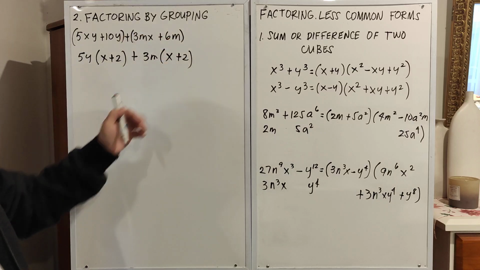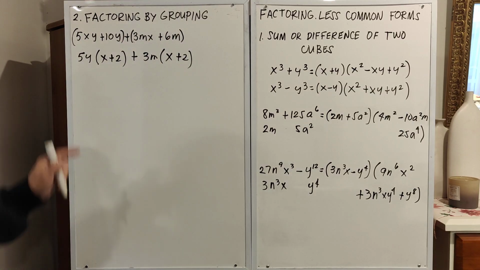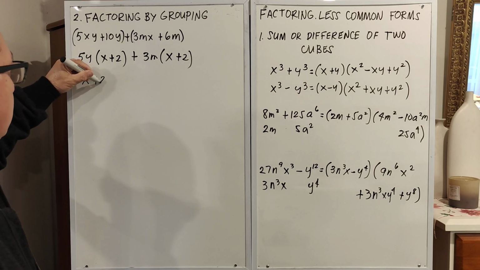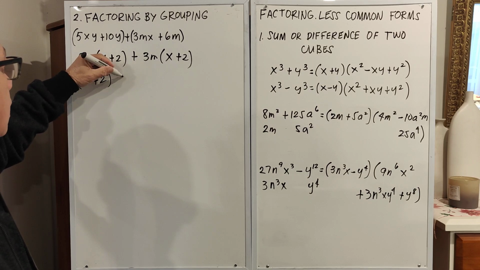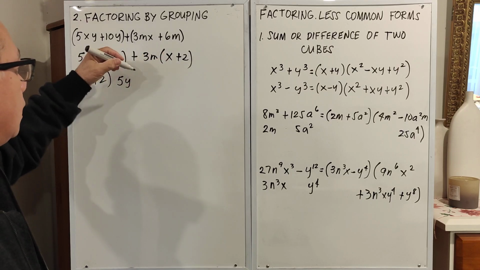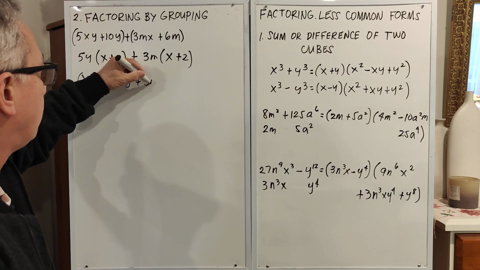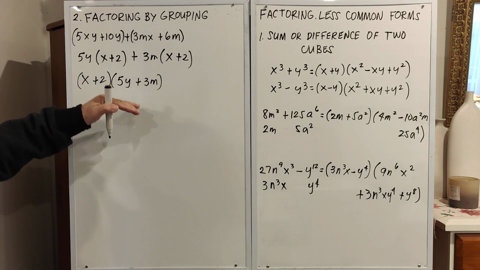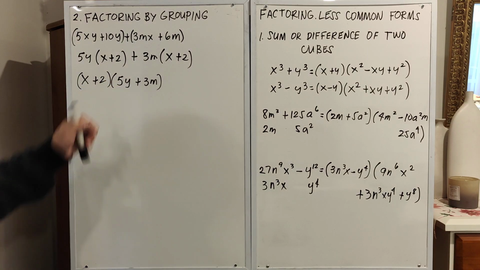Now if you check this term and this term, they have a common factor, which is x plus 2. So we factor out x plus 2. What will be left in here will be 5y, and here will be 3m. So we have factored it, we made it into factors. So this is the answer.